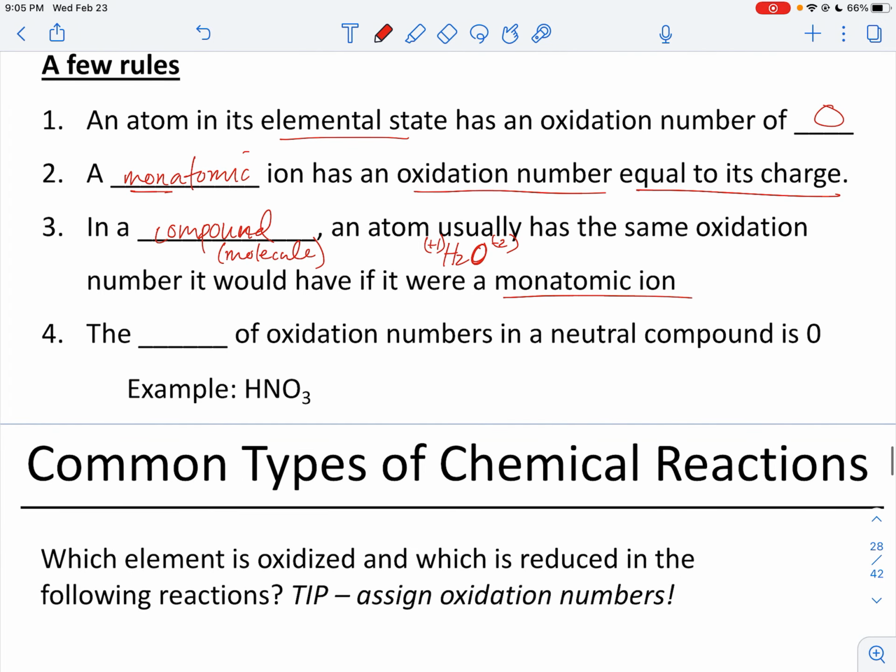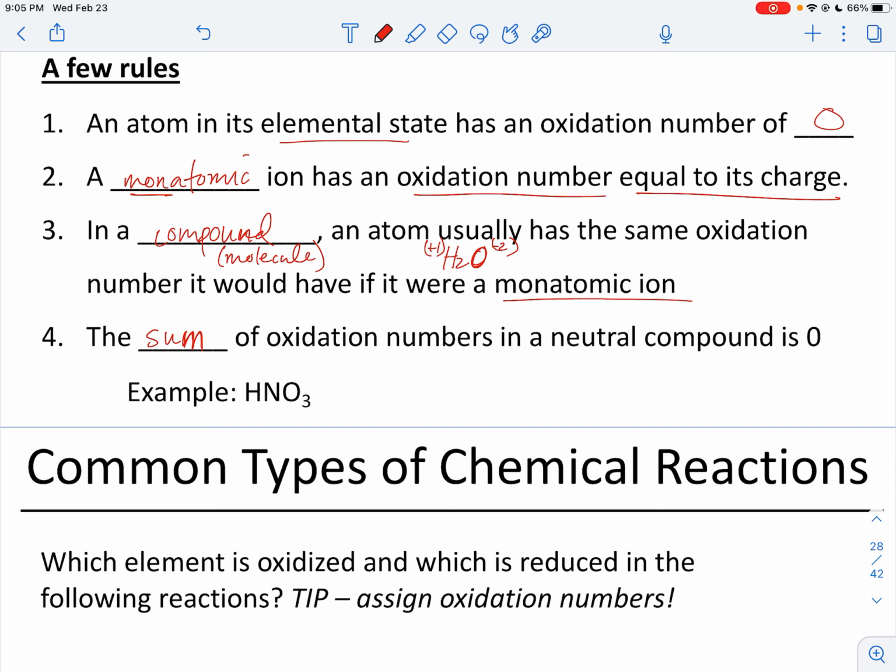And then lastly, number 4, the sum of oxidation numbers in a neutral compound is 0. That sounds very obvious, right? But we know that when we write ionic compounds, they should be neutral overall. And so that means all the oxidation numbers have to add up to 0 the way all the ionic charges add up to 0. Now, let me show you an example with HNO3 where the oxidation number does not match what the ionic charge would be.